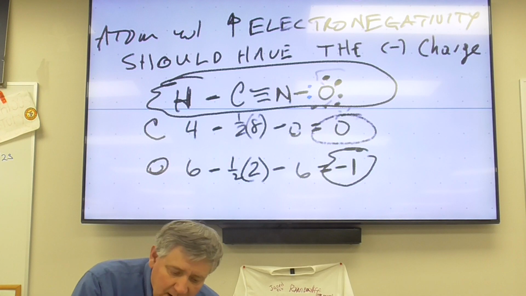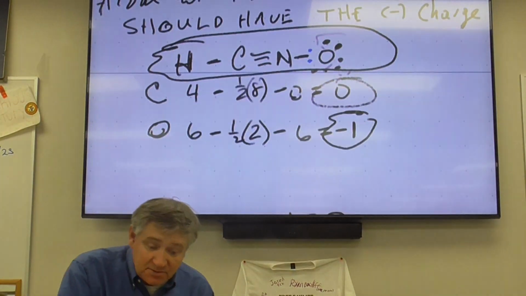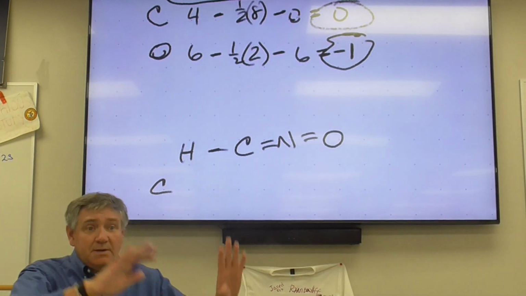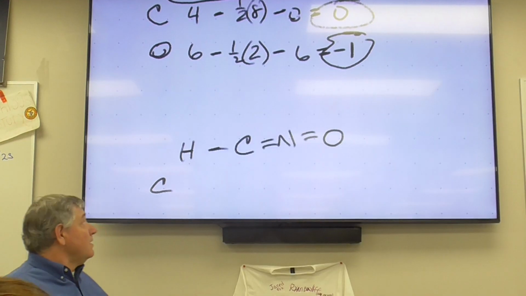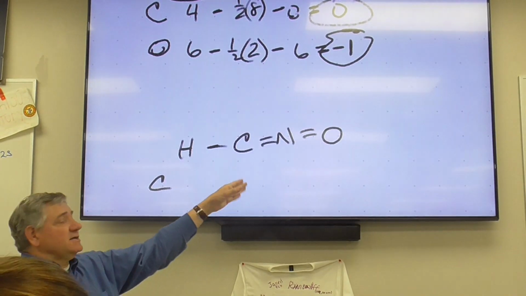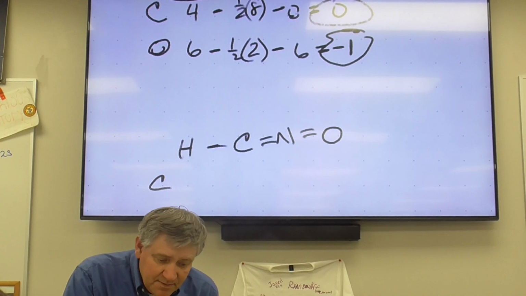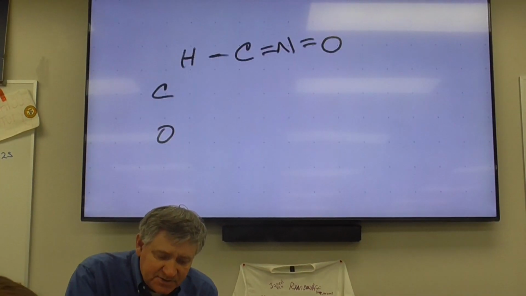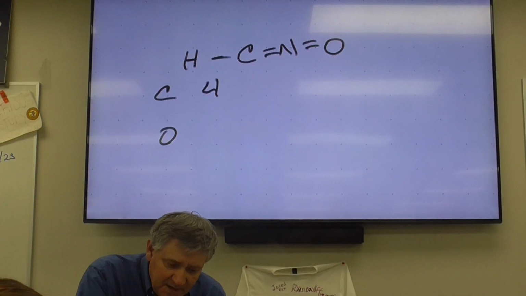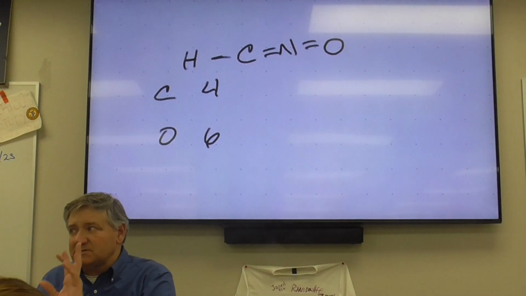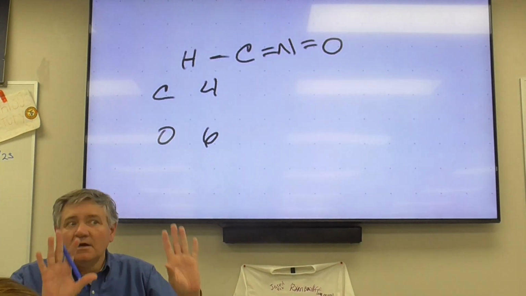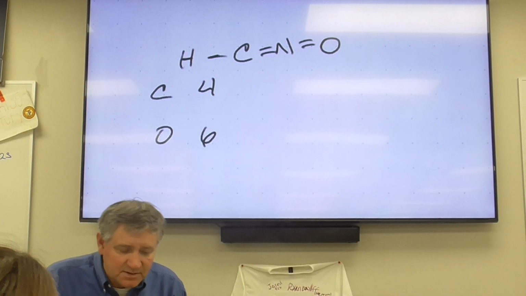Okay. Now, if you go to the next structure, which looks very similar, the chemical formula is the exact same. It's still hydrogen, carbon, nitrogen, oxygen. Now, if you do the math, the number of valence electrons is still the same. That's 4 and 6. So it starts off the same way. Nothing has changed because that's just the number of valence electrons.